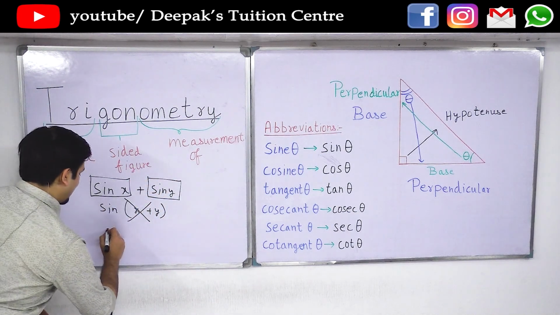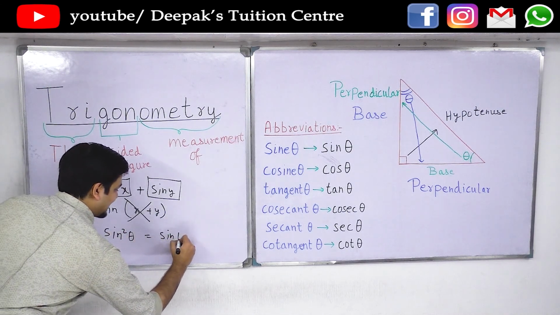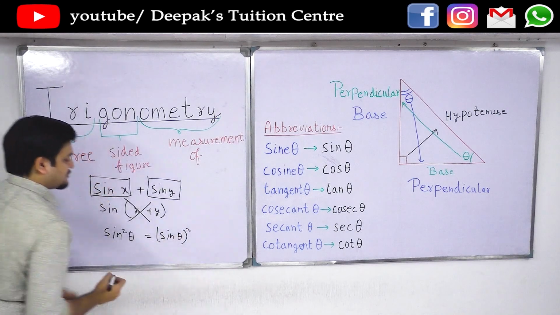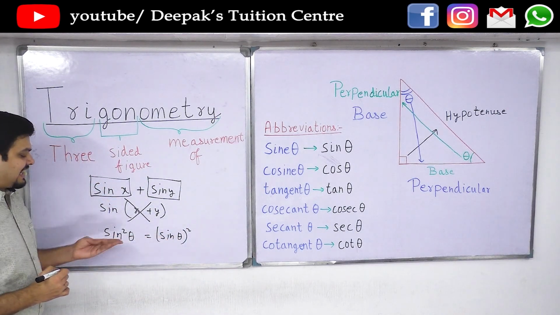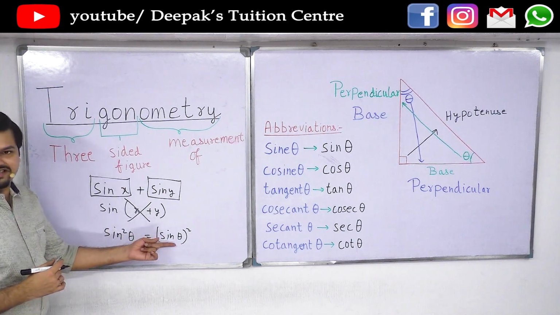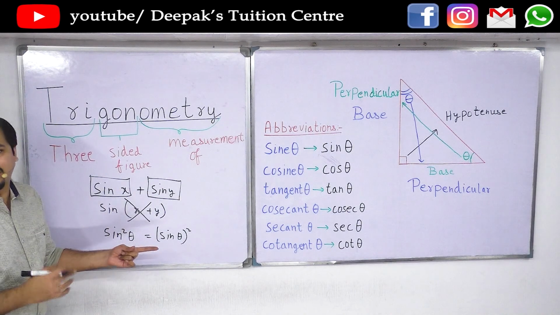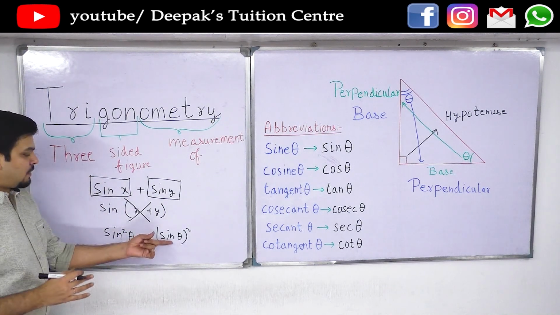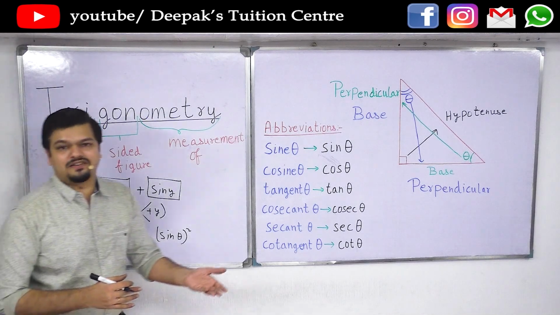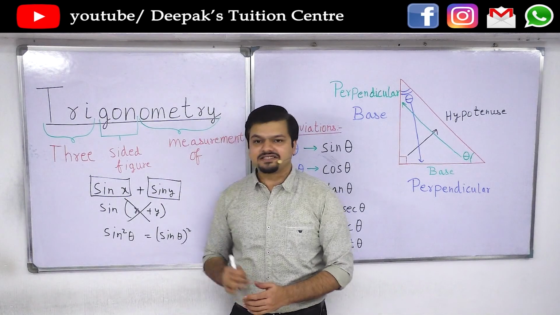Also, you need to remember that sine square theta simply means sine theta whole square. So basically this is just a short way to write it. So we just write it in this format, but the meaning remains the same. It does not mean sine into theta. No, there is no multiplication between sine and theta. The only thing it says is that we find out the value of sine theta and square it. That is the only thing that this conveys.